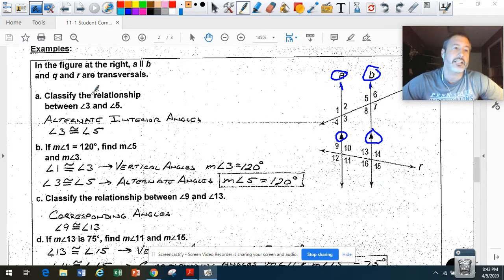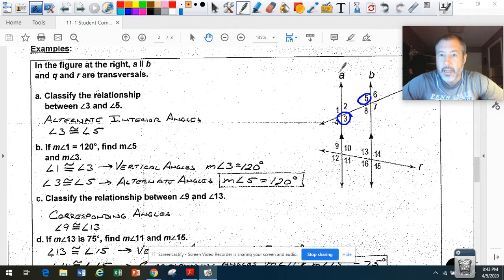So they want us to classify the relationship between angle 3 and 5. Well, let's find 3. Here's 3 here, and here's 5 here. A and B are our parallel lines. So if you go back up above, how do we classify these? Since these are parallel lines, 3 and 5 are going to be congruent because of alternate interior angles. They're alternate interior angles. So angle 3 is congruent to angle 5.